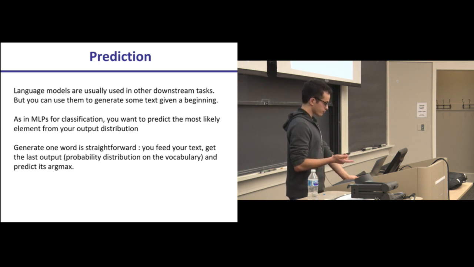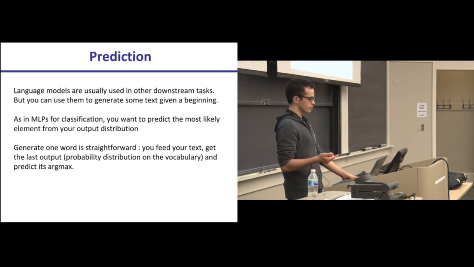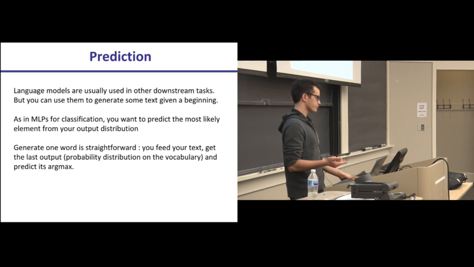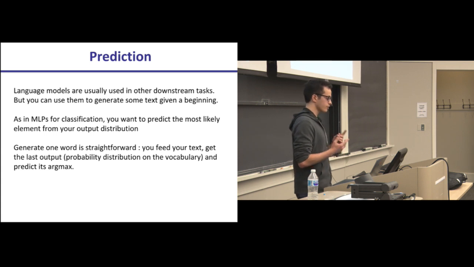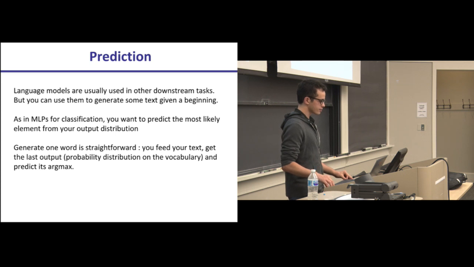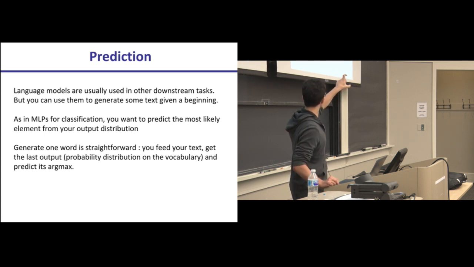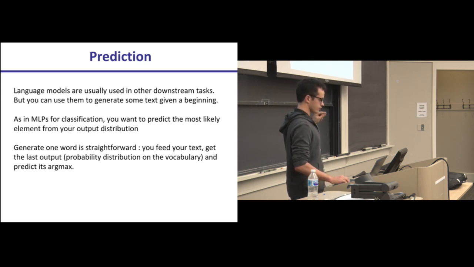Like I said, language models in themselves are not that useful, but they can be used in a variety of contexts. You can use them to do text generation. So if you just want to predict one word, once you have your logits, the outputs of size vocabulary, you just take the argmax of that, and that gives you the corresponding word in the word case or character in the character case.